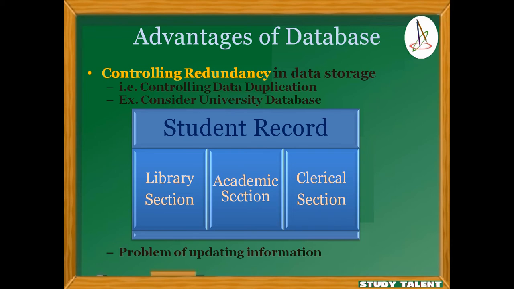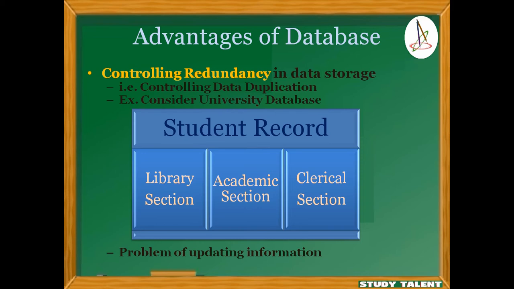For example, consider a university database. Here we can see that student records will be found in our university database. Each section or each department of our university, that is our first, library section, second, academic section, and third, clerical section, all these three departments have their own student records. For example, the library section maintains the student name and related books issued by that student.